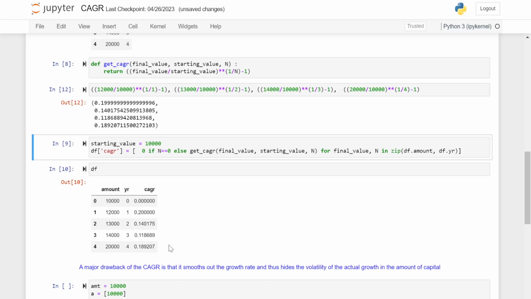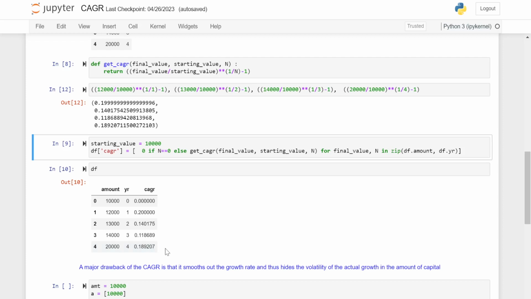We have calculated. Now let us deep dive into CAGR and try to understand what exactly it is showing. See, this note has been written and it is highlighting this point very clearly. And what is that? A major drawback of the CAGR is that it smooths out the growth rate and thus hides the volatility of the actual growth in the amount of capital. What does it mean? Look, if we look at this 20,000, the journey has been from 10,000 to 20,000 and the journey has taken 4 years. And it is giving us an impression that it has increased by 18.92%, right?